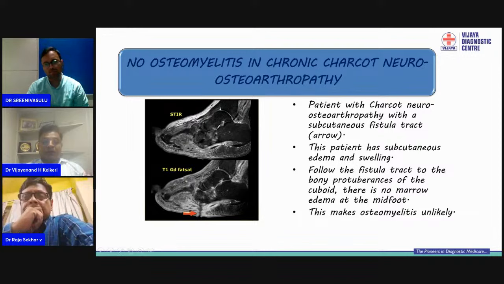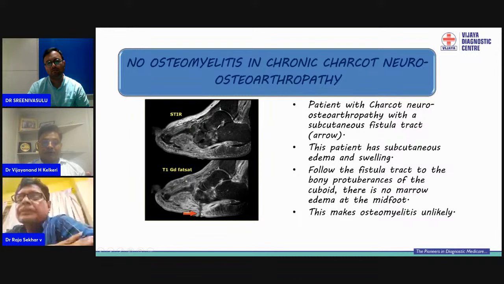We can see there is diffuse edema, but if you look, this is a post-contrast study, wherein you can see this sinus tract going from the plantar surface, from the ulcer to the bone, but there is no marrow edema involving the cuboid bone or any other midfoot bones that can get affected, suggesting that there is no evidence of any osteomyelitis in this case. However, there is an ulcer and inflammation and infection in and around the bones, but there is no involvement of the bone.